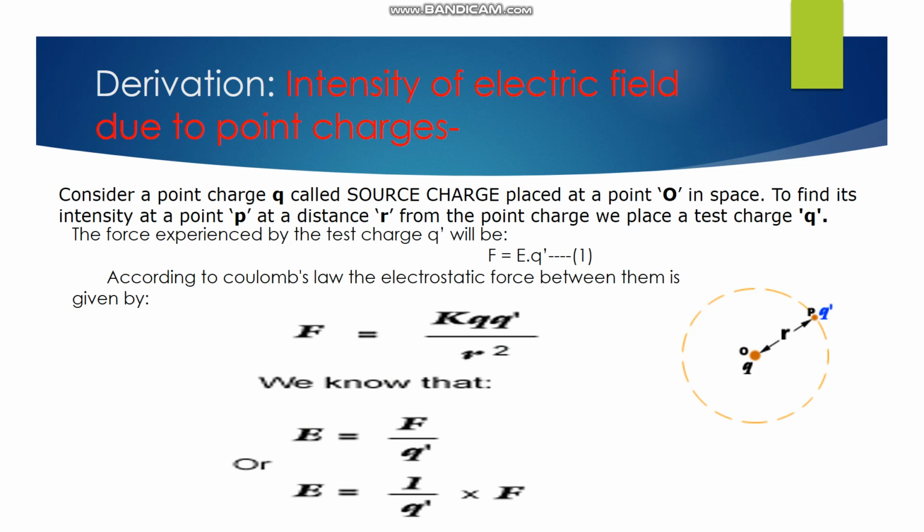First, we need to consider that a point charge small q, called the source charge, is placed at point O in space. To find its intensity at point P, at a distance small r from the point charge, we place a test charge q dash. So the force experienced by the test charge q dash will be F is equal to E into q dash. This is equation number 1.